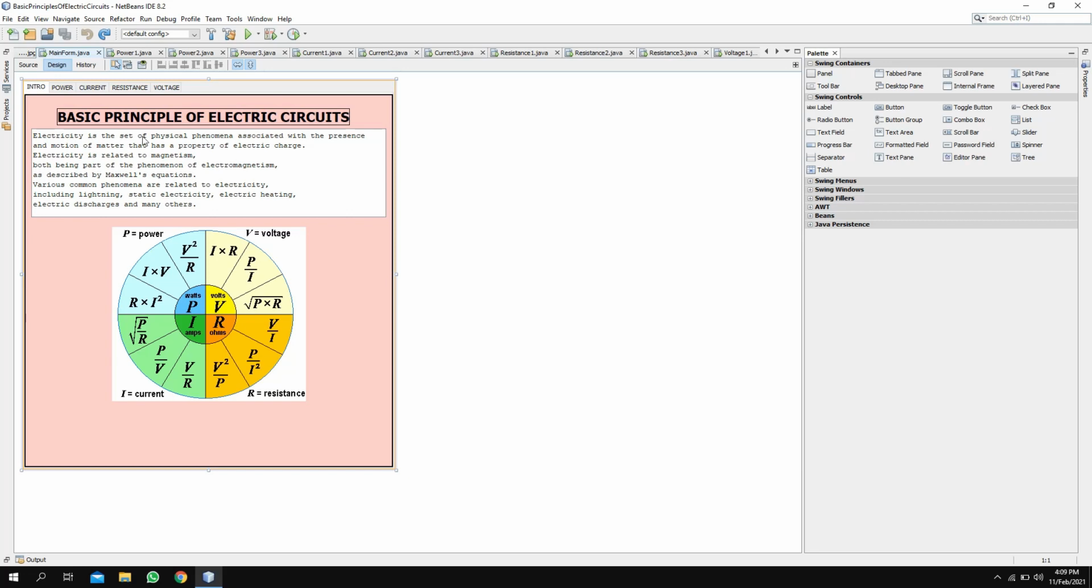Electricity is the set of physical phenomena associated with the presence and motion of matter that has a property of electric charge. Electricity is related to magnetism, both being part of the phenomenon of electromagnetism as described by Maxwell's equations. Various common phenomena are related to electricity, including lightning, static electricity, electric heating, electric discharges, and many others.